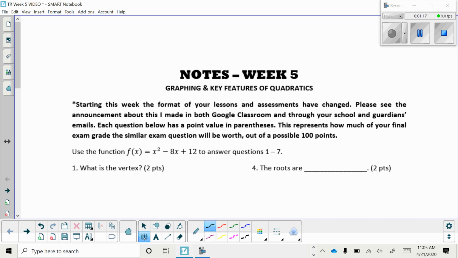But if you look at today's lesson, for example, look at number 1 right here. And what does it say after the question? The question is, what is the vertex? And what do you see right behind there? It says 2 points, right? So on Friday, when I assign your assessment for the week, this question will also say 2 points. That's 2 points out of 100. 2 points out of all of your little mini final exams added up, okay?